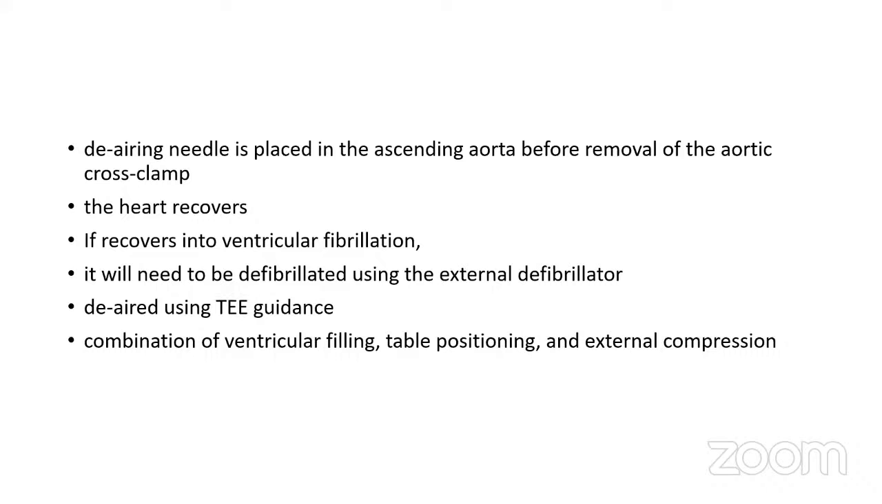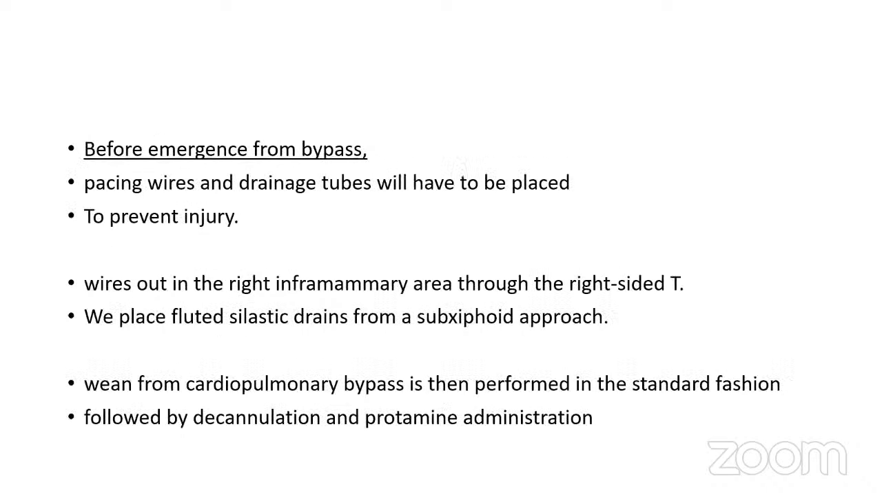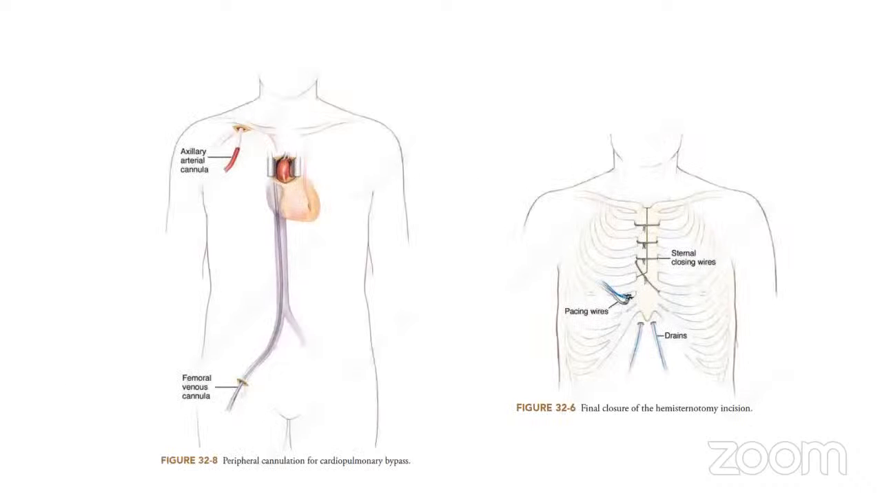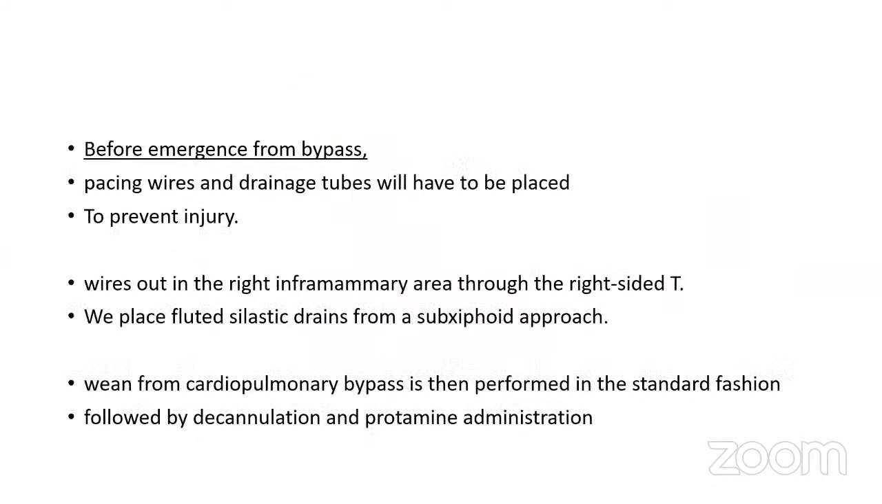And you have to remember that the successful and complete de-airing does not occur until the blood has begun to circulate in the pulmonary and systemic circulation and the heart starts to eject. Before you go off bypass, as I mentioned before, the pacing wire and chest tube should be in place, and the wire should come out of the inframammary area, in the fifth or sixth intercostal space.